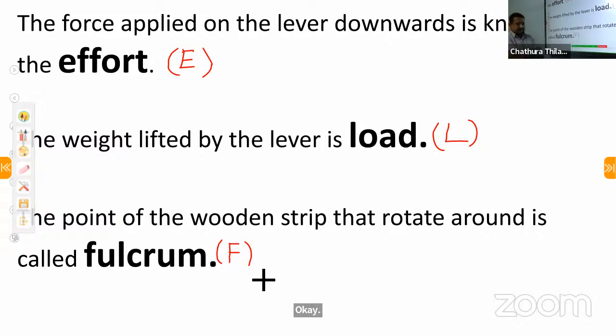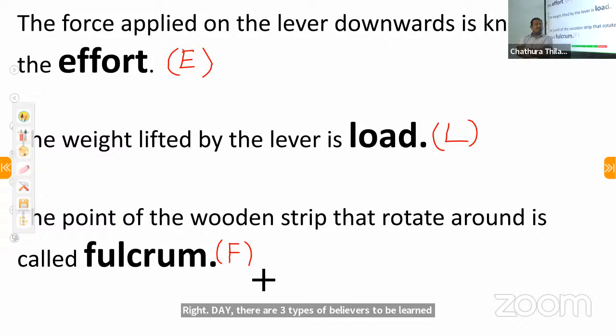Right. Children, there are three types of levers to be learned according to the positions of load, fulcrum, and the effort. When the positions change, there are three types of levers: first class lever or first type of lever, second class lever or second type, third class lever or third type. The fulcrum, especially the fulcrum F, is changed.